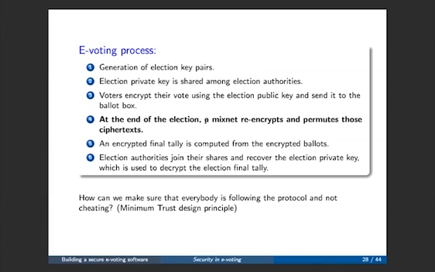But there is still one more issue. How can we make sure that everybody is actually following the protocol? We see that the protocol, I wouldn't say is simple. There are many steps and there are many parties involved. So how do we make sure that everybody is following the protocol and not misbehaving?